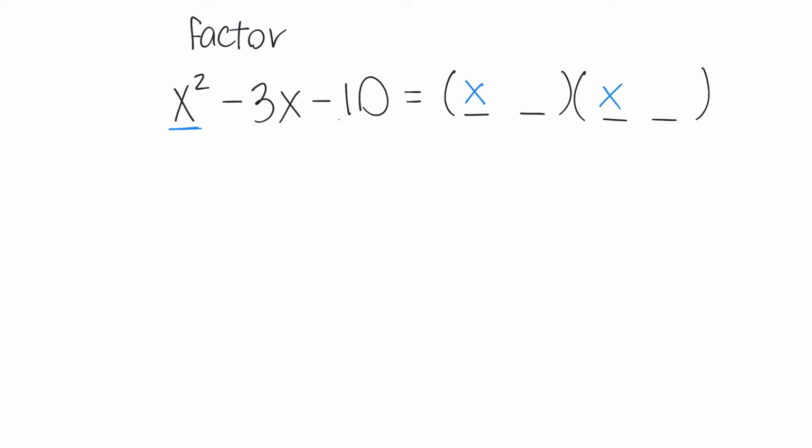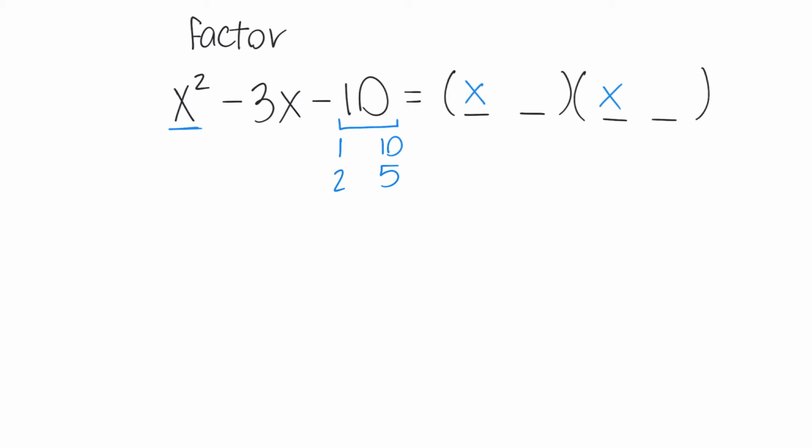Now you're going to come over here to this negative 10. And you're going to ask yourself, what multiplies to 10? And you've got 1 and 10 and 2 and 5. However, this is a negative 10. So one of these numbers is going to have to be negative. The question is which one?